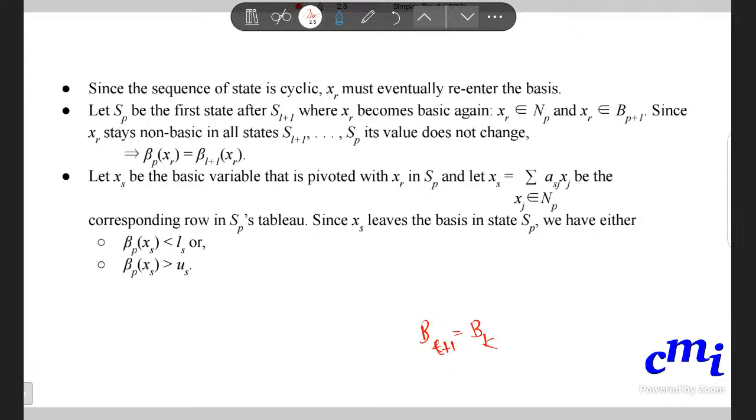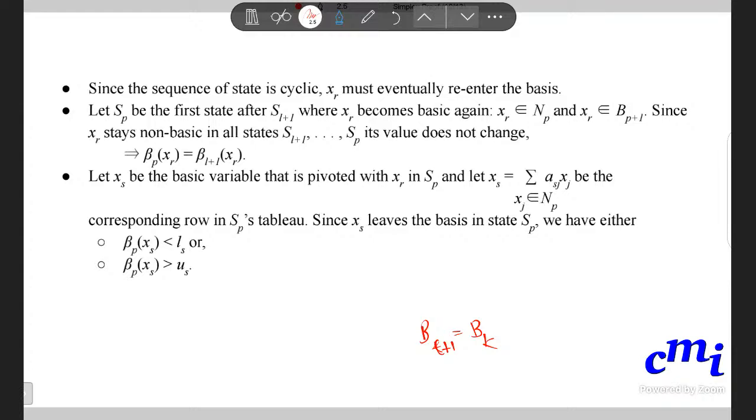So now let SP be the first state after... but not only eventually, eventually before T plus 1. So between K and T, it left at some point L, and it has to come back before T plus 1, because at T plus 1, the basic set is the same as in BK, correct?